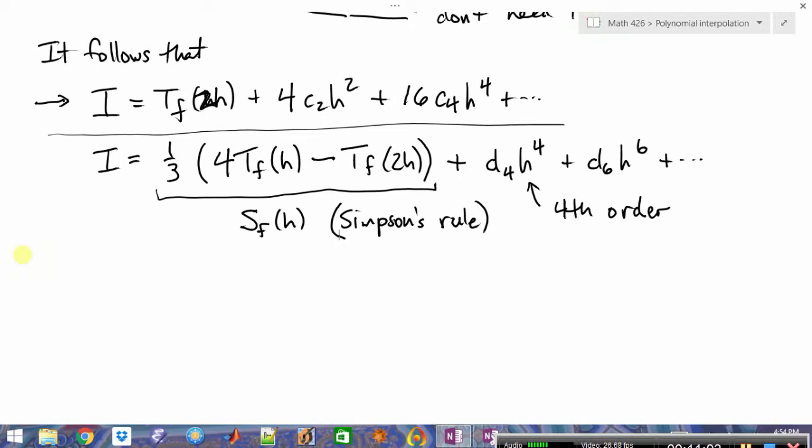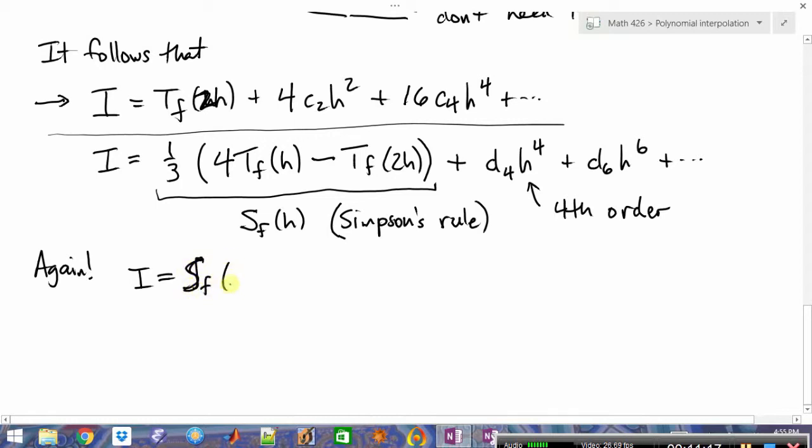But now, why should I have to stop there? So again, if I write 2h instead of h, S sub f of 2h, plus, now I get 2 to the 4th, so I get 16 D4 h to the 4th, plus 64 D6 h to the 6th, and so on.